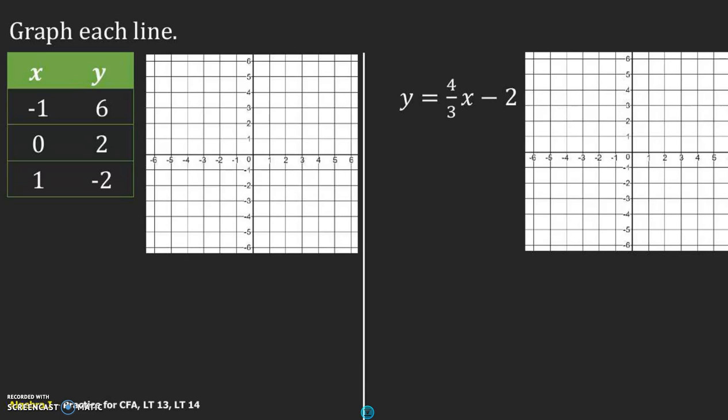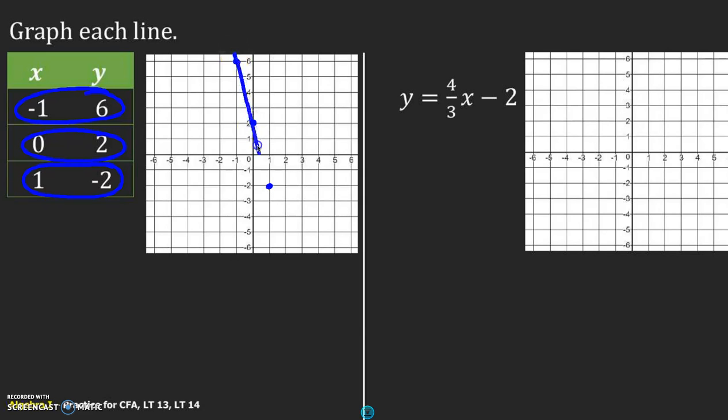Okay, Panthers, take a look at the first example, the example on the left. On this example on the left, all we're asking you to do is to graph the line that is defined by this table. You could simply plot these ordered pairs. -1, 6 is the point right here. 0, 2. 0, 2 is start at the origin and go only 2 up. 1, -2, Panthers, is from the origin, right 1 and down 2. And what we're asking you to do then is to graph the line that contains all three of those.